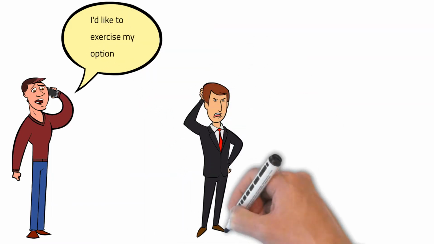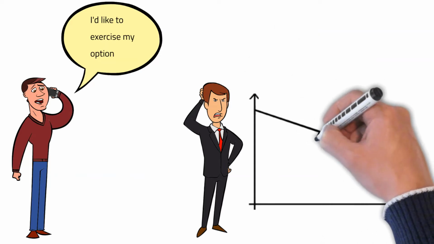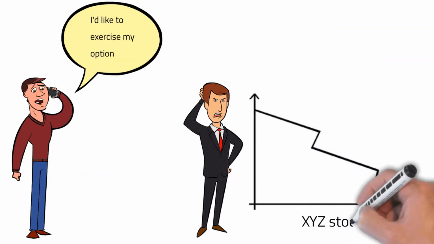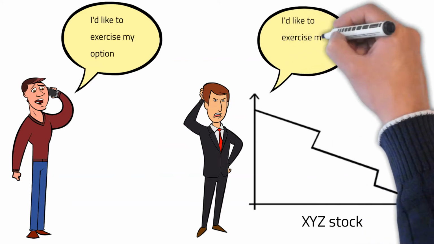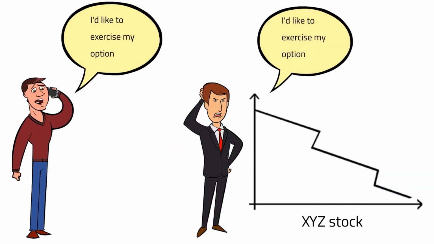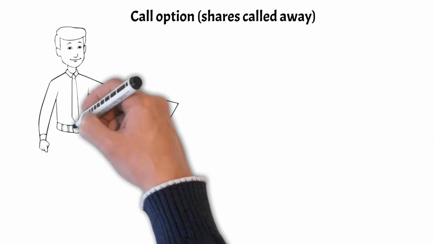This would be the same if you owned long shares of a stock and were protecting your investment in case the value of those shares were to decrease. Both of these examples are from the perspective of the buyer. Now let's look at the seller. The seller is exactly the opposite of the buyer.